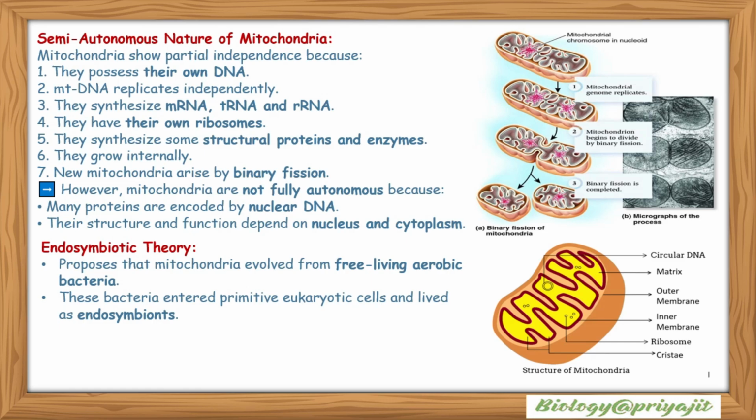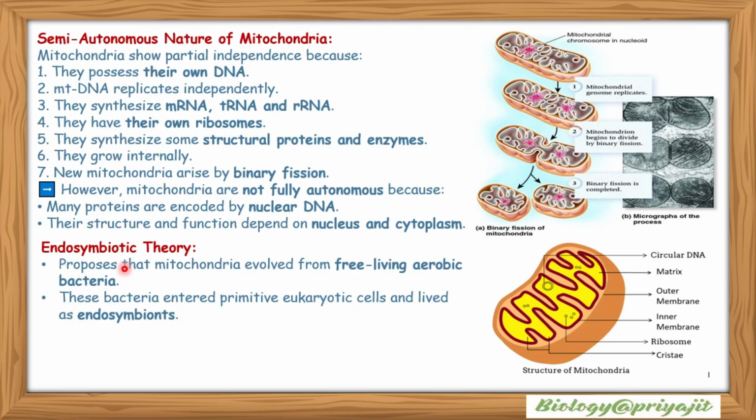Mitochondrial DNA replicates independently. They synthesize mRNA, tRNA, and rRNA. They have their own ribosomes. They synthesize some structural proteins and enzymes also. They grow internally. This is the image showing mitochondrial division. So the mitochondria arise by binary fission. This is the image showing the binary fission of mitochondria, and this is the electron micrograph of the process. However, mitochondria are not fully autonomous because many proteins are encoded by nuclear DNA, and their structure and function depend on the nucleus and cytoplasm.